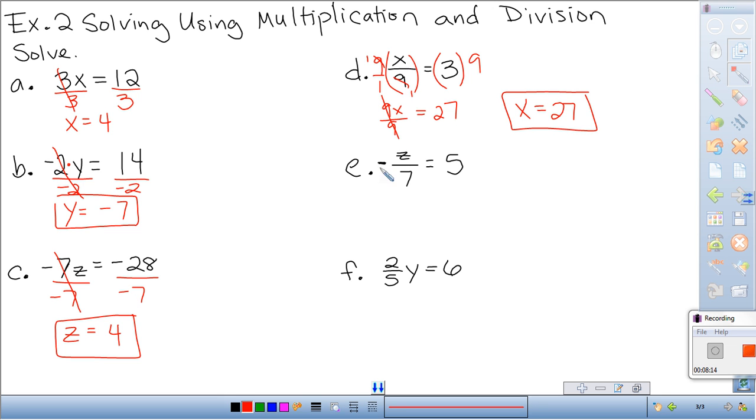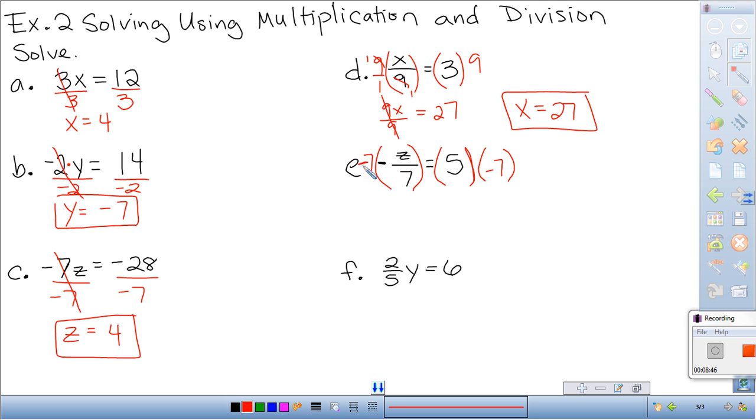On E, now we have a negative sign to contend with, so we need to get rid of the negative as well as getting rid of this divided by 7. So the opposite of dividing by 7 is to multiply by 7. But if I want to get rid of this negative sign, I have to multiply by a negative, because a negative times a negative will yield a positive. So since I'm multiplying by a negative 7 here, I'll also multiply my other side times a negative 7, because we have to do the exact same thing on both sides.